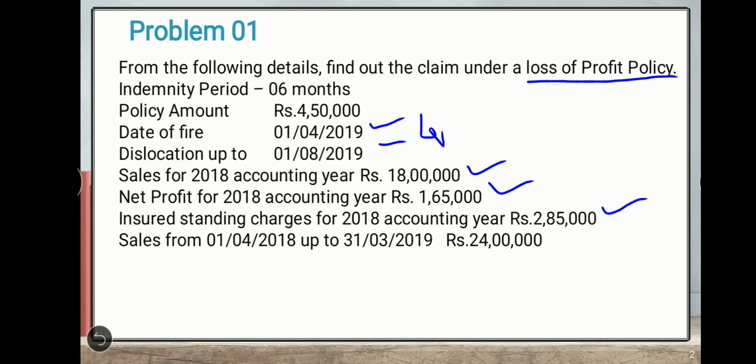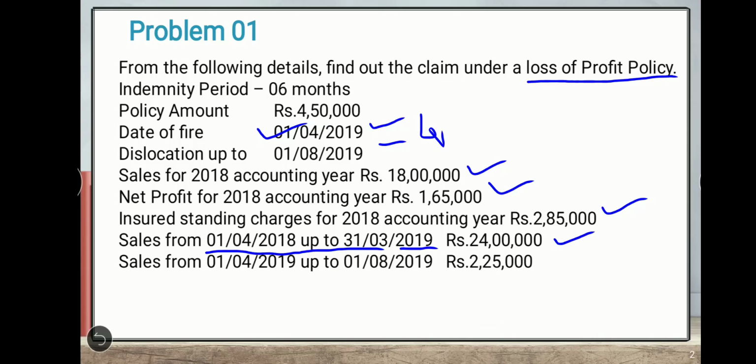Please see here what the date of hire is. The date of hire is 1st April 2019, and this sales is given from 1st April 2018 up to 31st March 2019. It means this sales is given for the last 12 months. It means we can use these sales to calculate the insurance cover required.